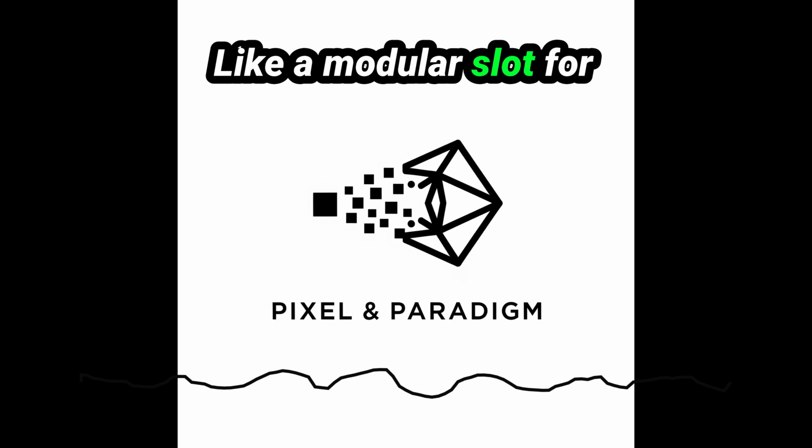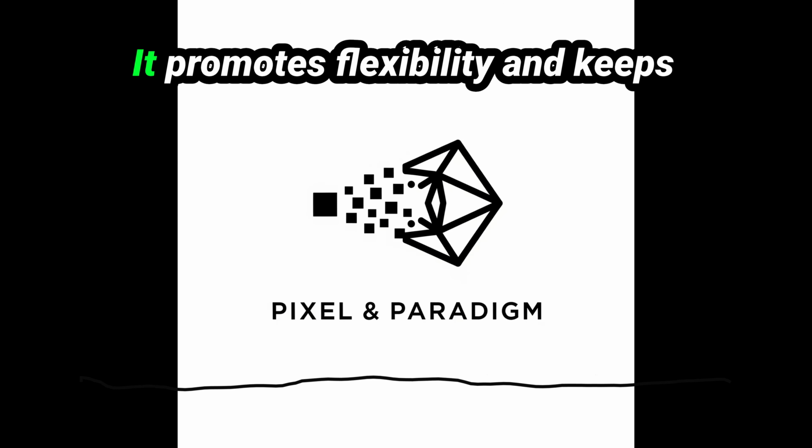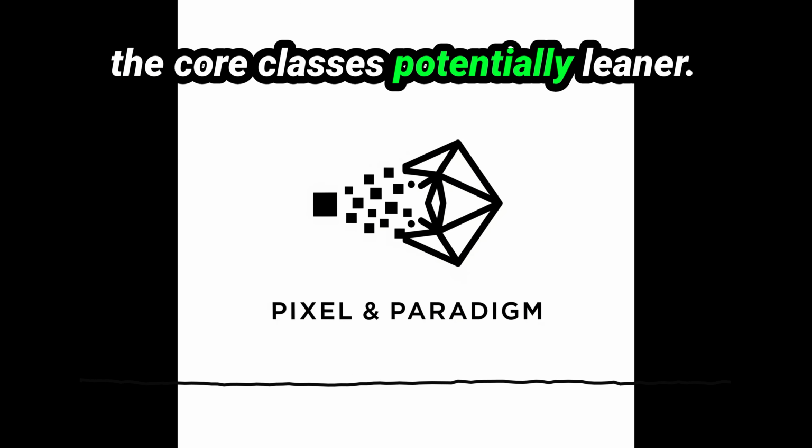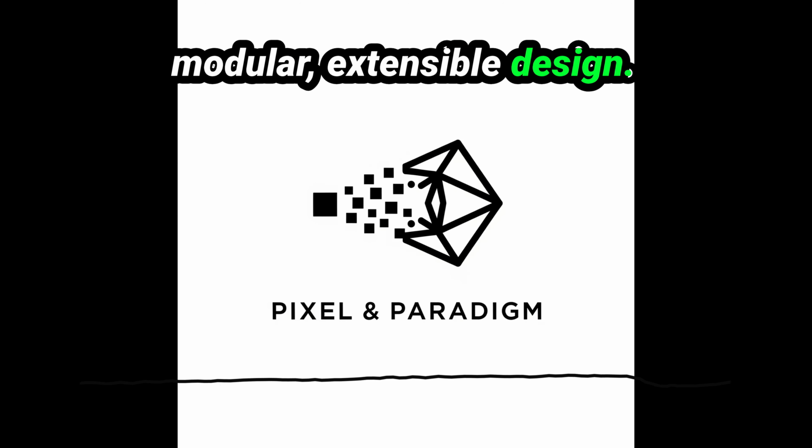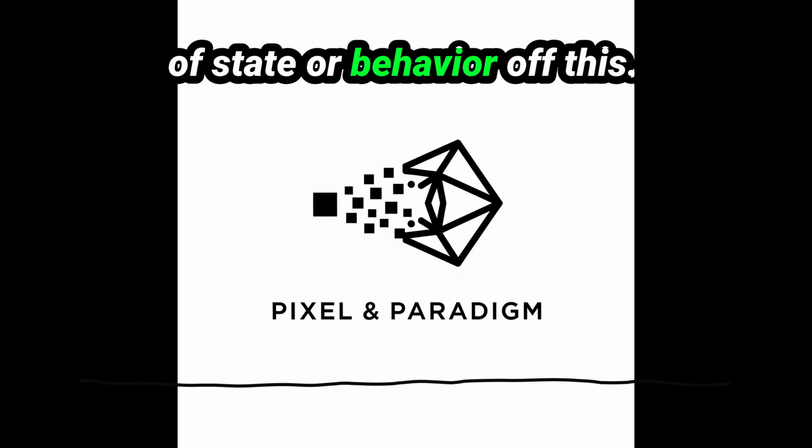Like a modular slot for adding... Well, extensions. Exactly. It promotes flexibility and keeps the core classes potentially leaner. It's a key part of enabling a more modular, extensible design. You could hang different bits of state or behavior off this.